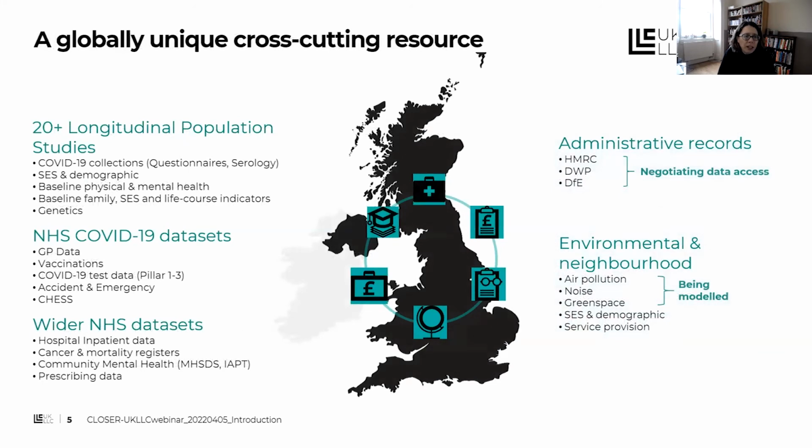So the UK LLC contains over 20 longitudinal population studies' data. All the studies have a COVID-19 collection, which includes questionnaire data collected during the pandemic, as well as, for many studies, serology data, basic demographics, and other basic health data. And this does vary between studies. We're also linked to the NHS COVID-19 data sets, and I'll go into a bit more detail about what data sets we have in later slides.